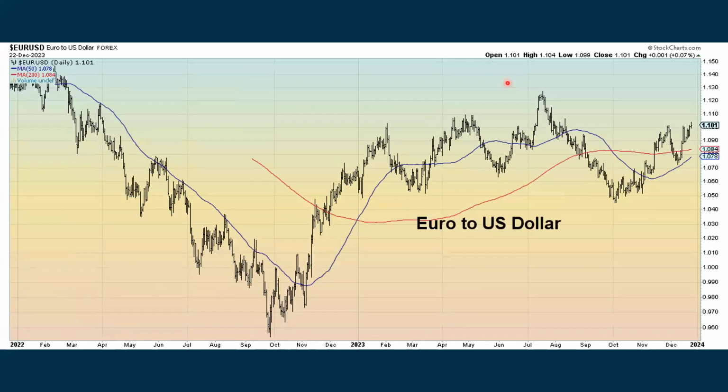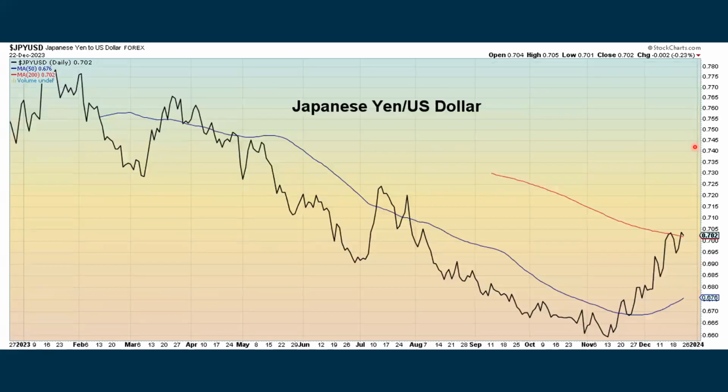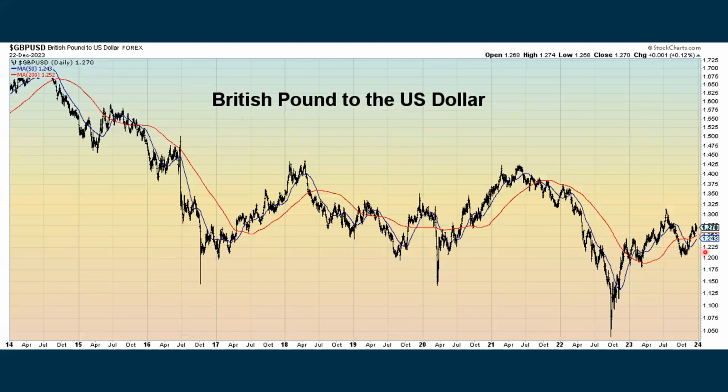I have breakout charts here. This is the euro to the dollar where it has been bouncing back up, but it's still in a longer term downtrend. If we stay above both of these lines, it's going to turn into an uptrend. The Japanese yen has been bouncing back against the US dollar, but it still has a ways to go before we see an uptrend with this currency. The British pound is also above both of the moving averages, but still in a longer term downtrend.